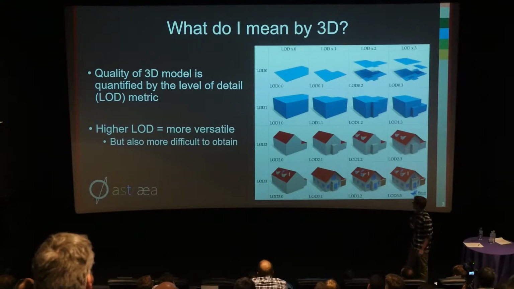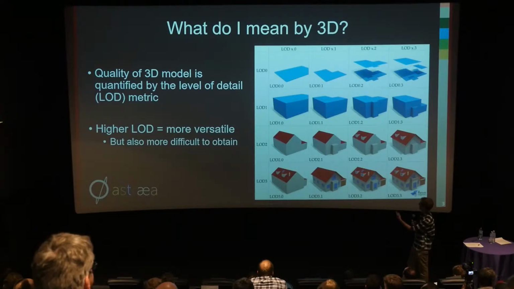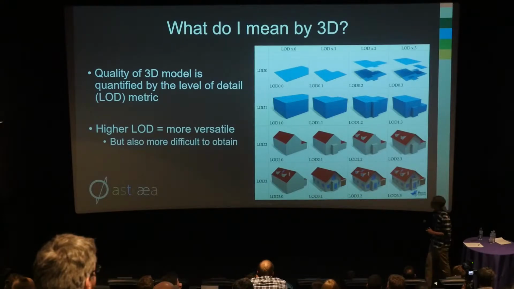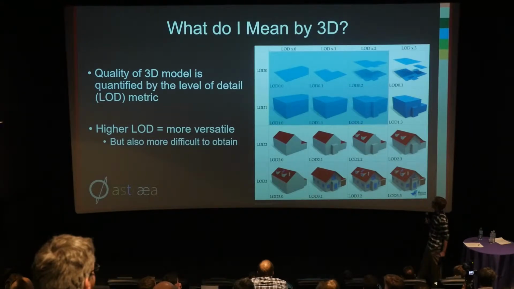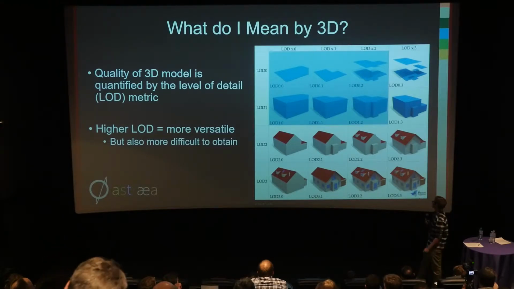So, in this space, a 3D building can mean one of many things. So that's what I want to get across here. In the most simple case, you have a rectangular prism, which you see at level of detail 1.0. And in the most complex case, you have complex roof shapes, extrusions, doors, windows. The more complex you get, the more use cases you can have for it, but it's also the more difficult to obtain. And for this talk, I'm going to be focusing mainly on this upper left area.